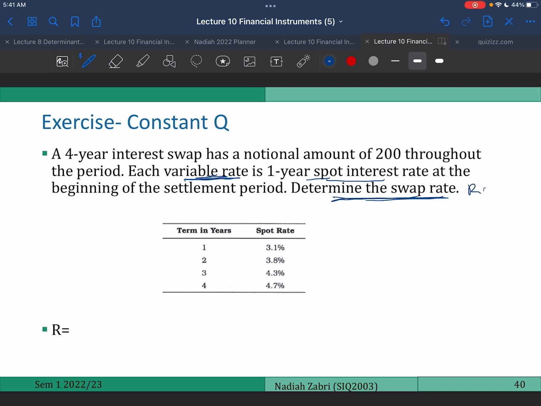As we said, we will use the assumption that the present value of the interest payment based on variable is equal to the present value of the interest payment based on the fixed. Because this one is the level notional amount, we will apply the simple formula that we just learned. So it will be 1 minus present value 4 divided by present value 1 plus present value 2 plus present value 3 plus present value 4. The notional amount we don't even have to write because the numerator and the denominator will cancel out. So it will just be 1 minus 1 over 1.047 to the power of 4.